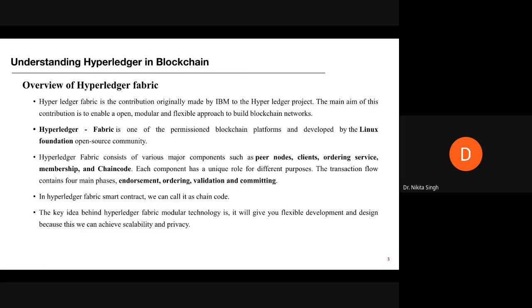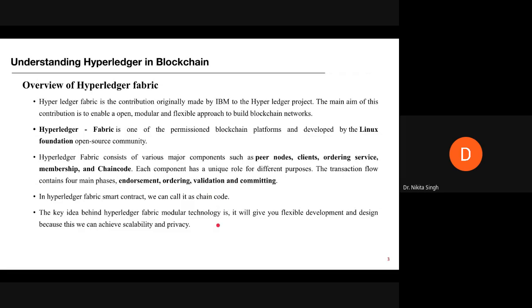Now, there are certain components here, as we have studied with different blockchains, and those include peer nodes, clients, ordering services, membership service providers, and chain code. Then the transaction flow here consists of four phases: endorsement, ordering, validation, and committing. We'll see all of these as we go through the presentation. And in Hyperledger Fabric, the smart contract, we call it the chain code.